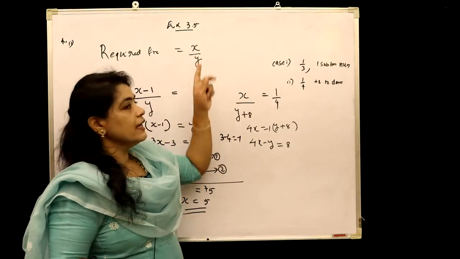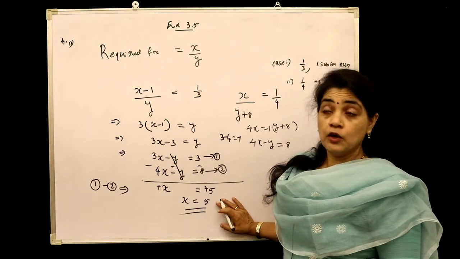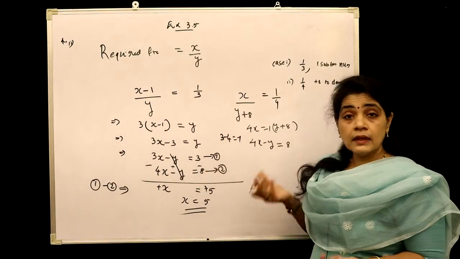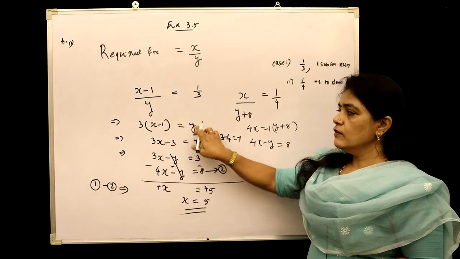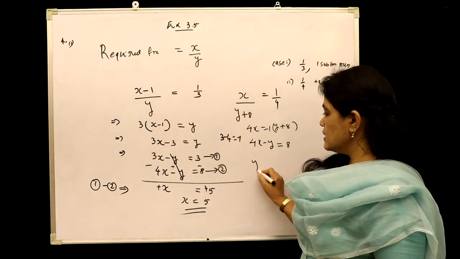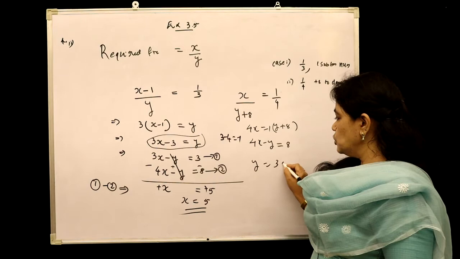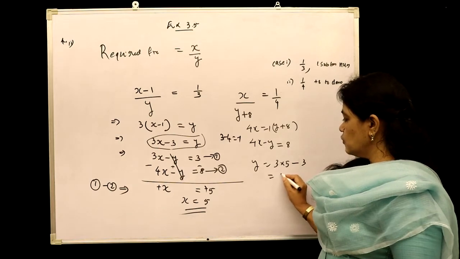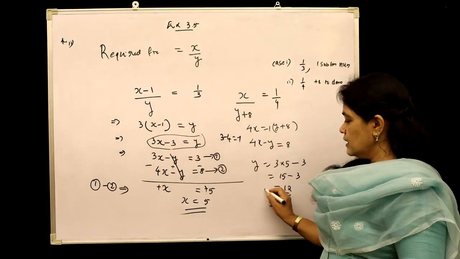Okay, that means x, which we have taken as the numerator of the required fraction, is 5. So how can we get the denominator? From equation 1 or 2, you can write it with respect to y. We need y. So we have 3x minus 3 equal to y, as we multiplied and opened the bracket. So we can substitute here. That means y is equal to 3 into x, which is 5, minus 3. That is 15 minus 3, that is 12. Okay, so y is 12.